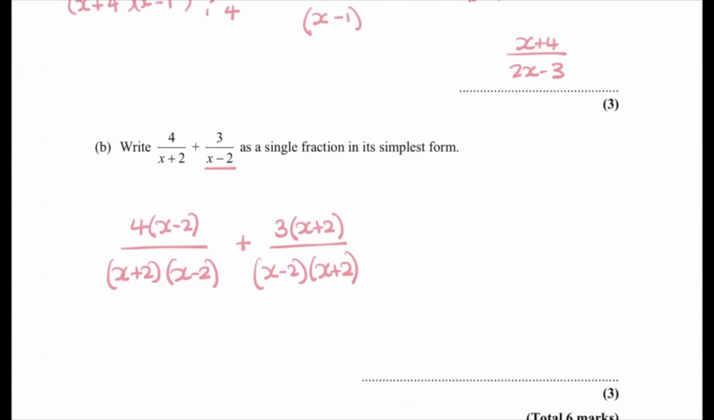Now, I am going to concentrate on my numerator. So I'm really just thinking about this here. I'm going to be expanding those. So I've got 4x minus 8 plus 3x plus 6. That tidied up completely to 7x minus 2. And the bottom, even though the brackets are the other way round, they are identical, and I can just bring that underneath. And we are done.